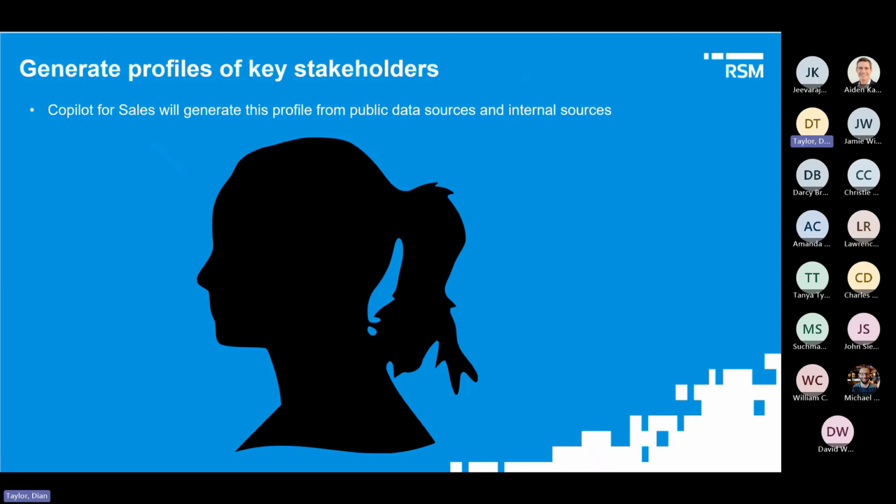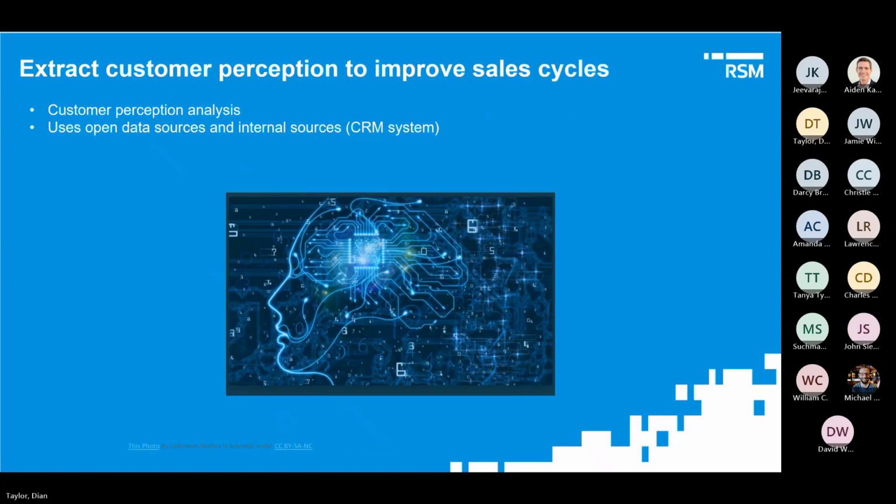Now, this is for the longest time, and I still don't really understand what this is, but Copilot for Sales will actually create a profile of key stakeholders based on public data sources and internal data sources, such as CRM and SharePoint folders as well. I believe that it said that it also can look at LinkedIn profiles, right? Any stuff that's generally available online. So it will dig for that information and then put those profiles together for those folks.